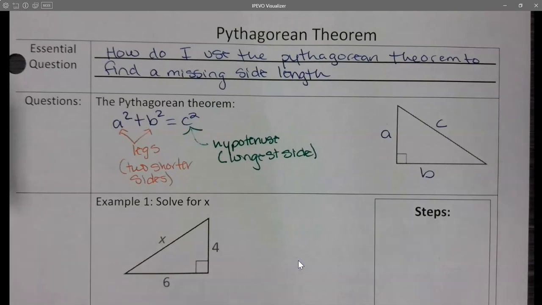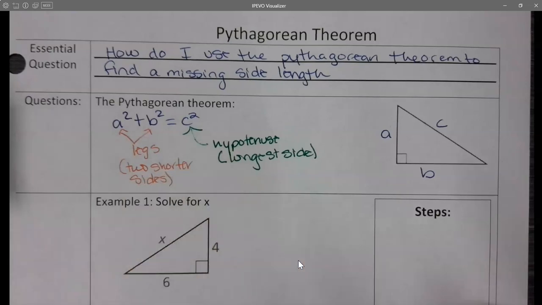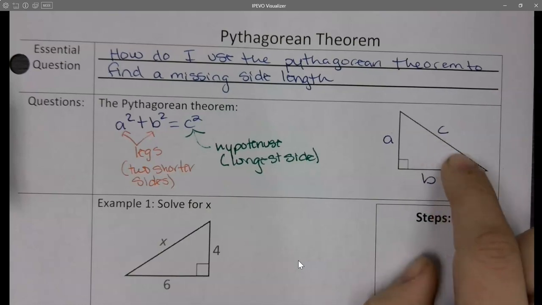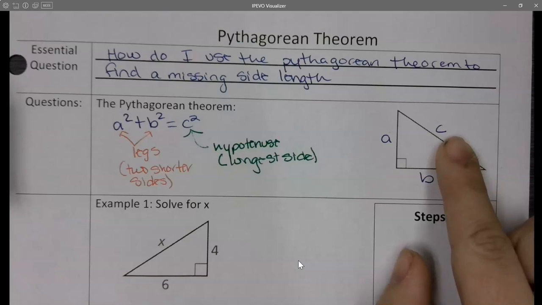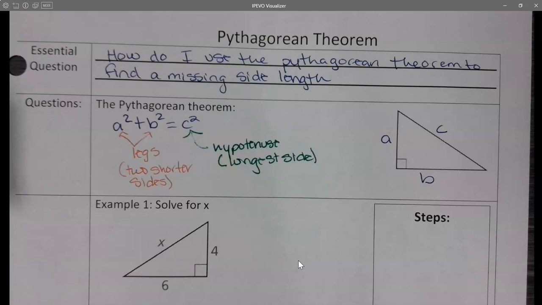Okay, so before the announcements cut me off, I was trying to talk about the legs. It doesn't matter which one is A and B, so I could switch these and it would still work. C always has to be the longest side. If I'm looking at a right triangle, which I should be if I'm using the Pythagorean Theorem, it is also always across from the right angle.